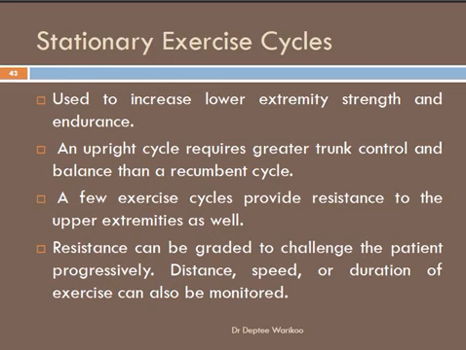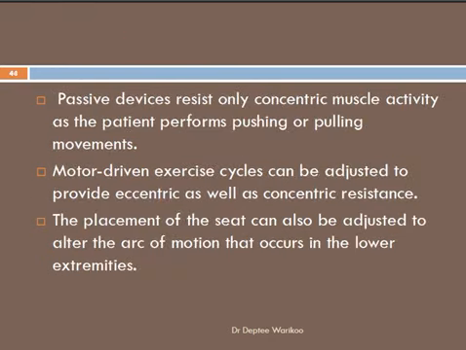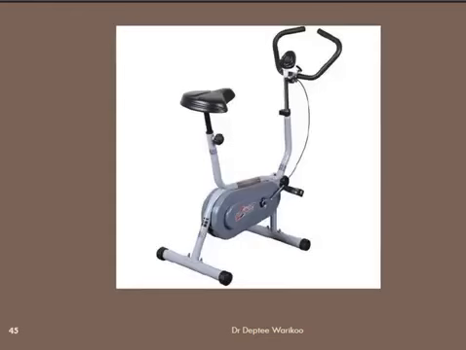Resistance can be graded to challenge the patient. How? By modifying distance, speed or duration. Okay. Passive devices resist only concentric muscle activity as the patient performs pushing or pulling movements. Motor driven exercise cycles can be adjusted to provide eccentric activities as well. The placement of the seat can also be adjusted, with which you can work on trunk stability and lower extremity strength as well.